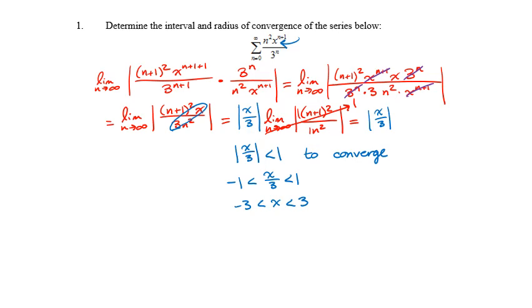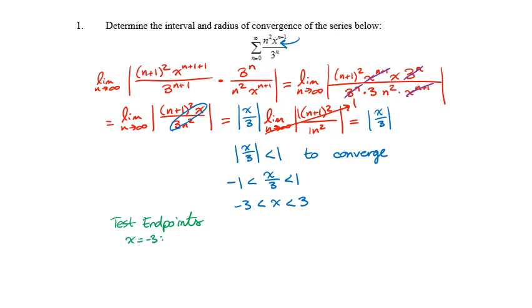However, right, so we've got this statement. We need to do one more thing, because what we don't know is what's going on at negative 3 and positive 3. So we have to test our endpoints. And the way that we're going to do that is by plugging the numbers in and seeing if that series converges or diverges. So we'll plug in x equals negative 3.